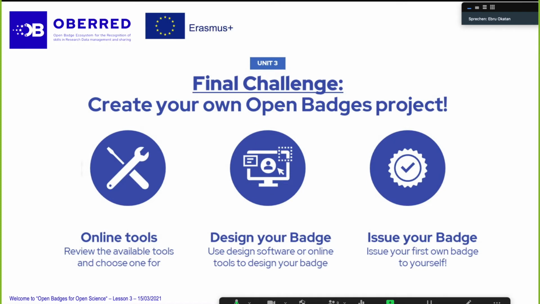And unit 3, this is the final challenge. Here you create your own open badge project. As I said, this is the competition part. You will choose your online tools for designing your badge. You can, for example, think about how your badge could look and how the badge is going to be issued. So you will pilot your own badge, or you can just test the tool and try to issue it to yourself, to see how the technique of that tool or the platform is functioning.